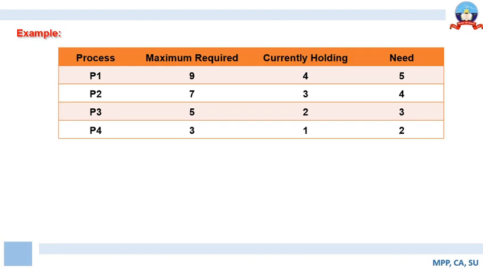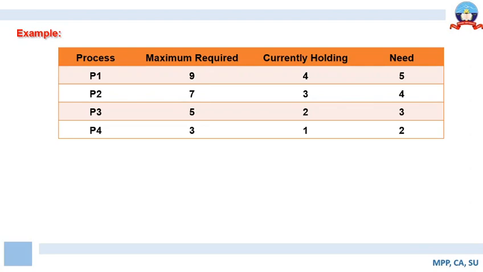Here we have 4 processes in the process set: P1, P2, P3, P4, and we have multiple instances of a resource R. The maximum resource requirement of P1 is 9, likewise 7, 5 and 3 for P2, P3 and P4 respectively. So 9, 7, 5, 3 are the resource requirements of P1, P2, P3, P4 respectively.